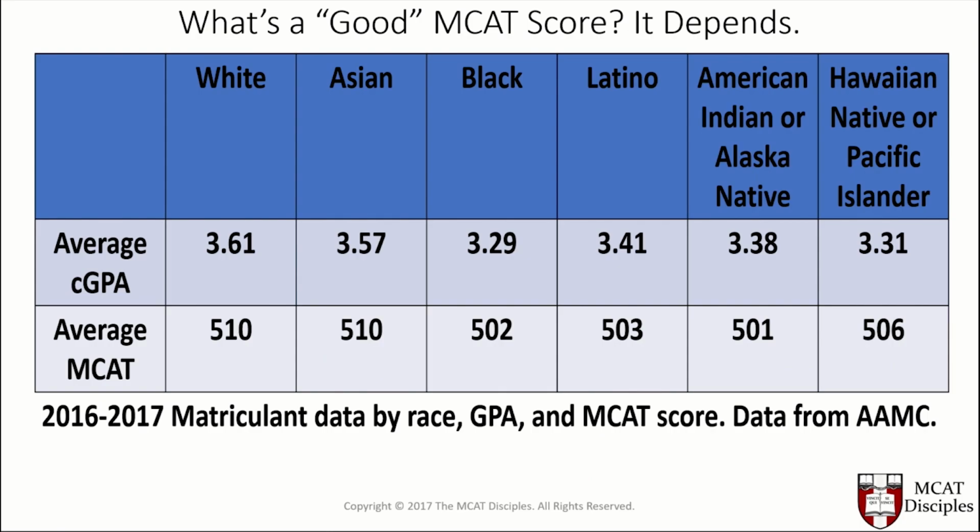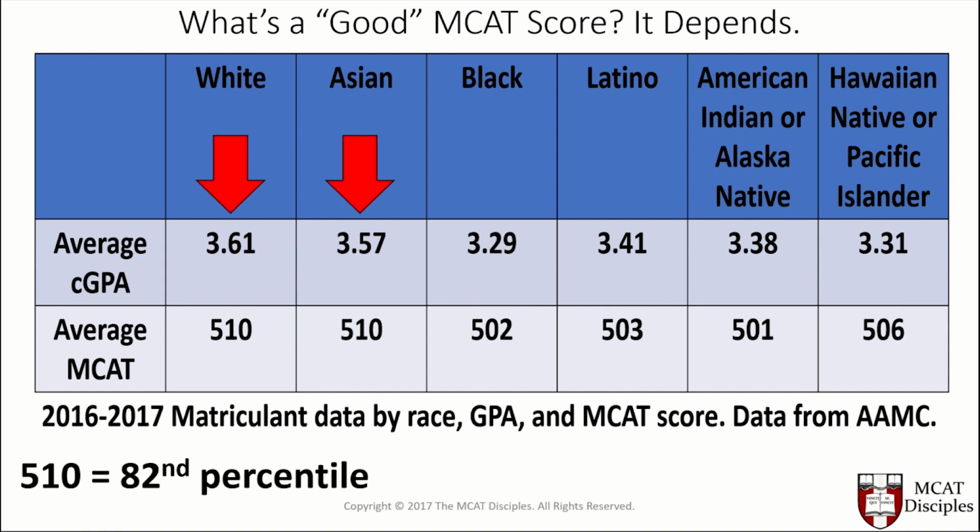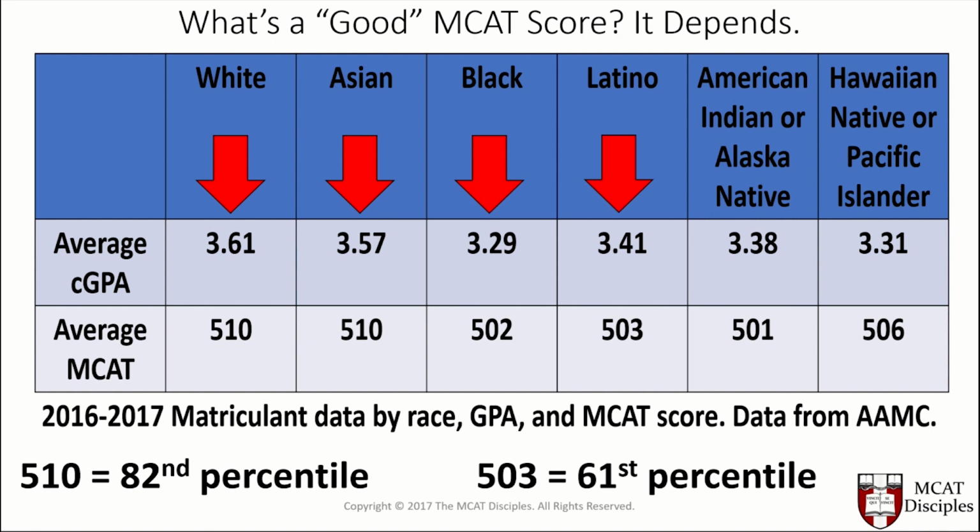You can look at what a good score is based on race, GPA, and what people are scoring to get into medical school. So this is a table on matriculant data by race, GPA, and MCAT score. I'd like to call your attention to Asian and white matriculants. On average, they scored a 510 on their MCAT, which is the 82nd percentile. African Americans and Latinos, on average, scored about a 503, or the 61st percentile.